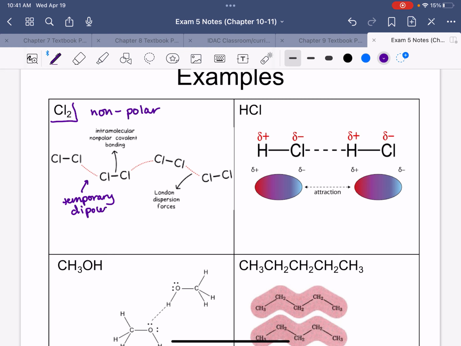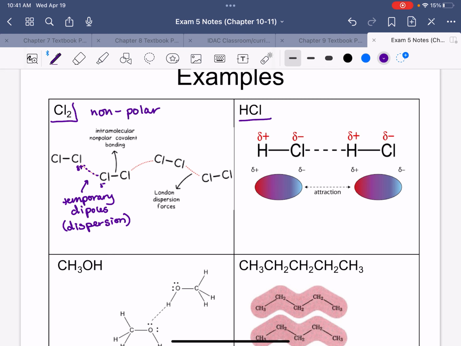And so we can draw little tiny negatives and little tiny positives, and that's the attraction that we have. And so this is a dispersion force because those partial charges are very temporary. They happen and then unhappen regularly in just mere fractions of a second.